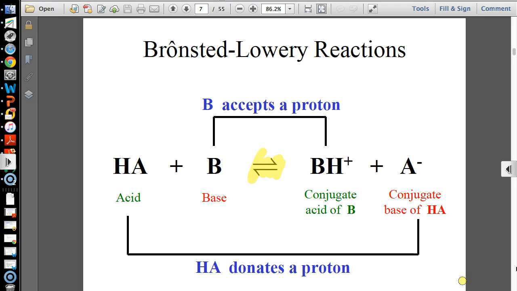So then if we look at it, we can go in reverse. If I go from here back to the beginning, well, this guy got an H, didn't it? So if you accept a proton, if you accept an H, well, then you're a base. So in this case, this is a base now. This acid makes a conjugate base.